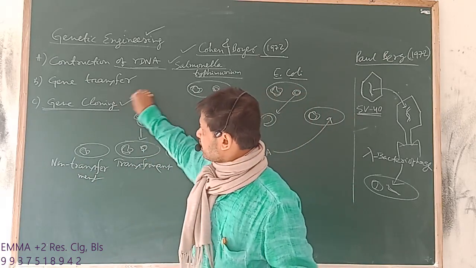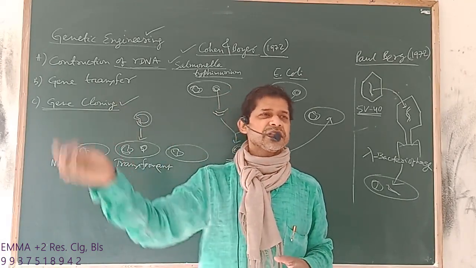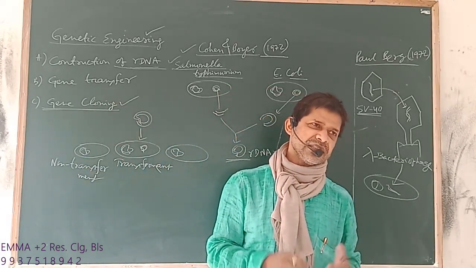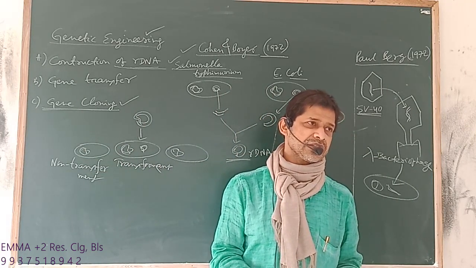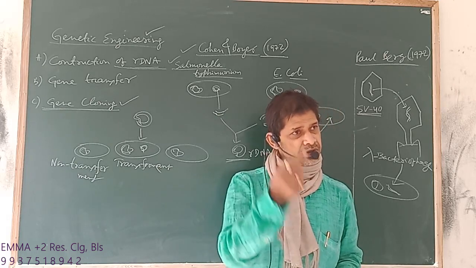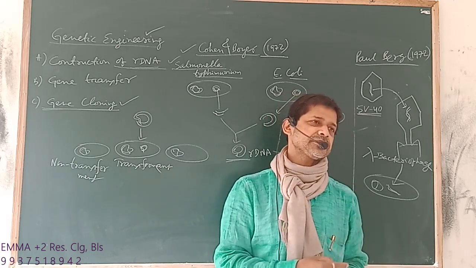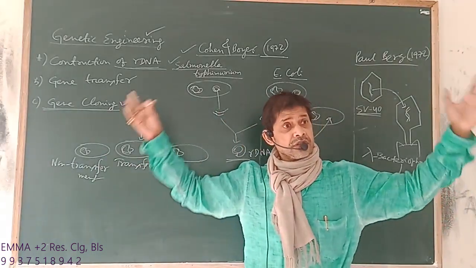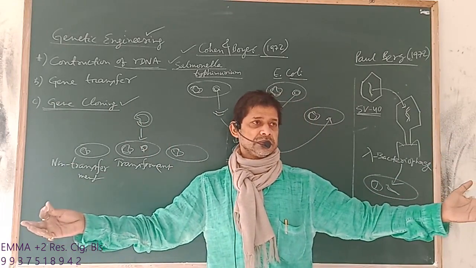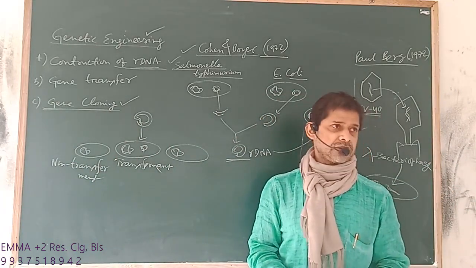So gene cloning is the increase or multiplication of DNA number. By gene cloning alone, we cannot obtain the gene product. That's why we have to introduce the recombinant DNA into a cell and culture this cell in a culture medium. Then only we can obtain the gene product.